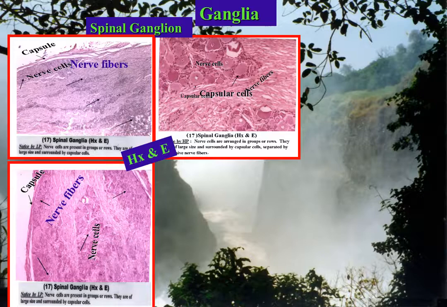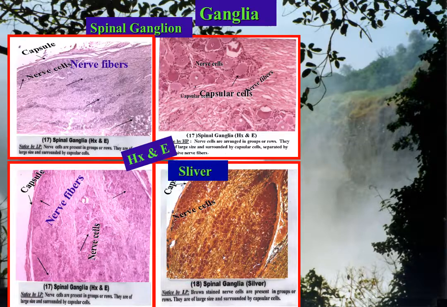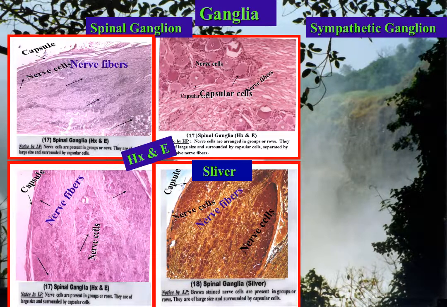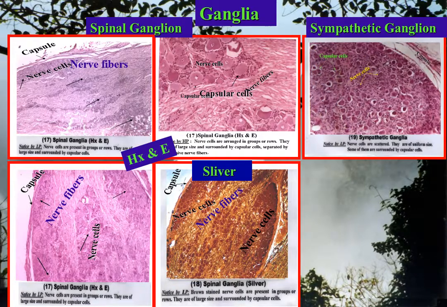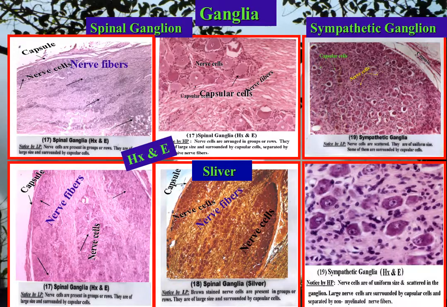Spinal ganglia stained with silver, examined by low power, showing nerve cells arranged in groups separated by excessive nerve fibers. Sympathetic ganglia stained with hematoxylin and eosin, examined by low power, showing irregular nerve cells of uniform size scattered in the ganglia. By high power, showing the absence of capsular cells.